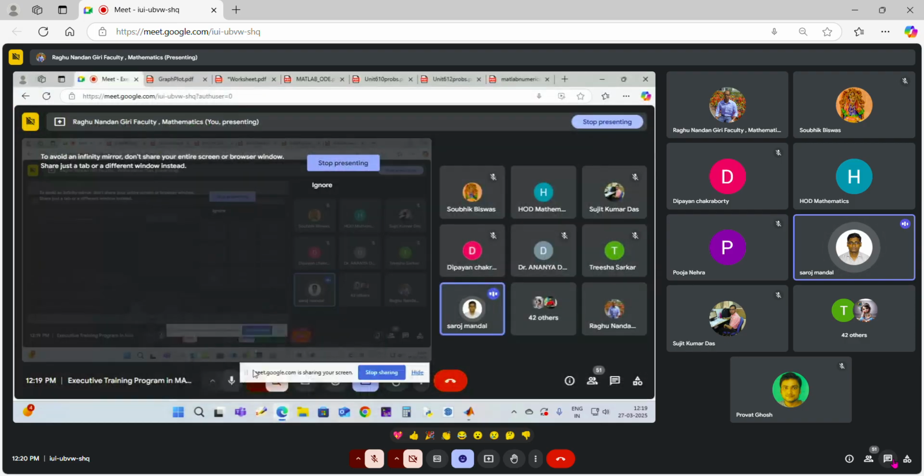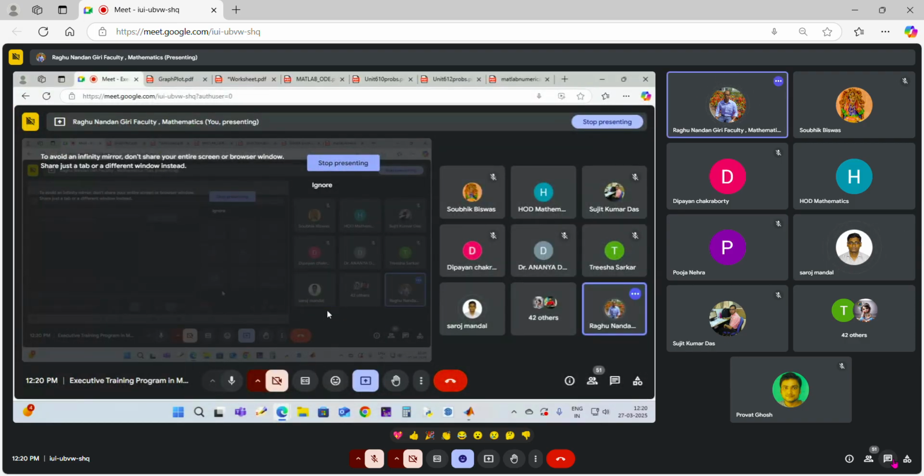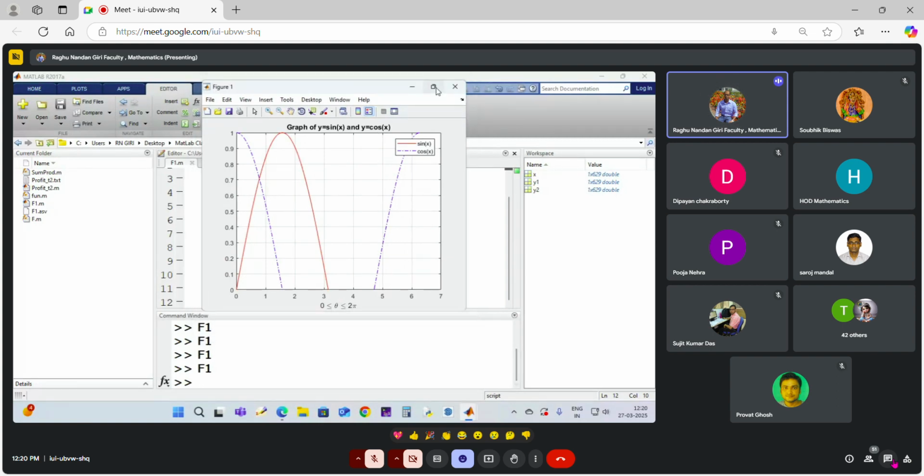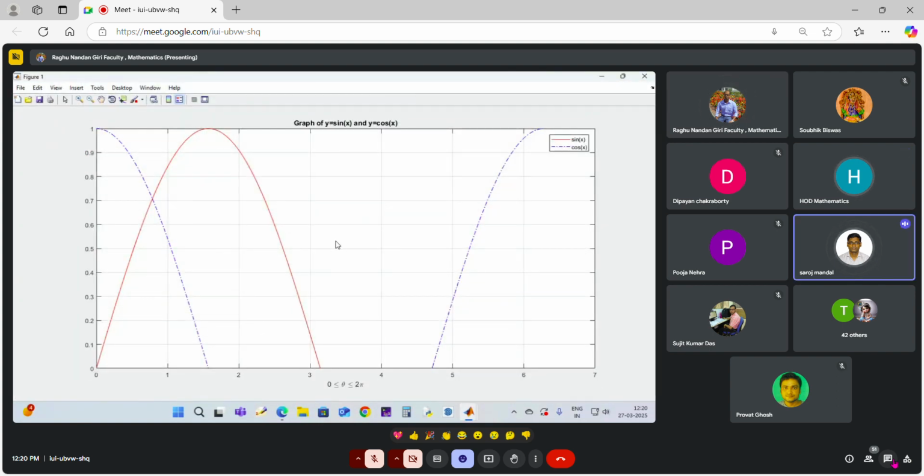Sir, I just want to know one thing. Okay, Alex? Sir, please plot the graph again. Okay. This is the graph, and it is 0 to 2 pi. I want to display here in terms of pi, in the x range.